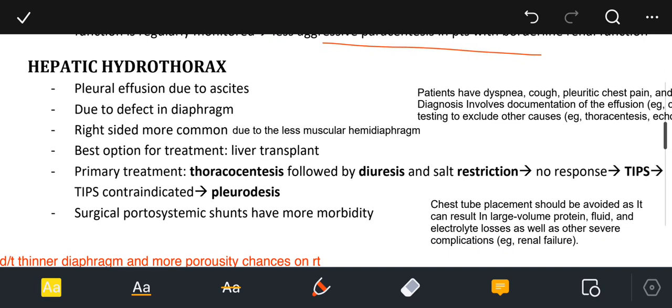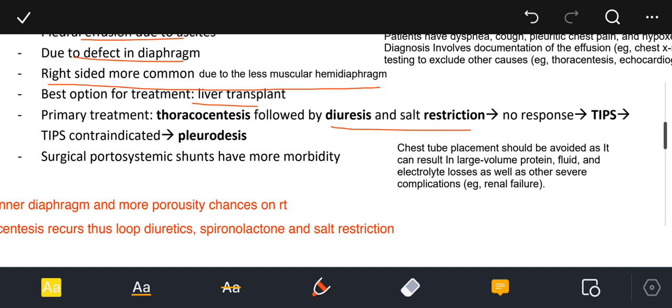Hepatic hydrothorax is pleural effusion due to ascites, due to a defect in the diaphragm. Right-sided is more common because of the less muscular right hemidiaphragm. The best option for treatment is liver transplant. The primary treatment is thoracocentesis followed by diuresis and salt restriction.